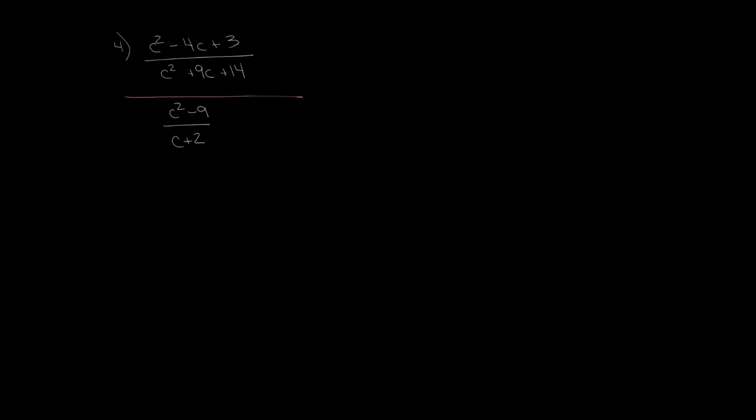All right, and number 4, I have a complex fraction that needs to be simplified. So the first thing that I'm going to do is I'm going to start to simplify and factor all of these fractions. So in the first numerator, I have c squared minus 4c plus 3. If I factor that, what times what gives me c squared? C times c. What times what gives me 3, that adds together to give me a negative 4? A negative 3 and a negative 1.